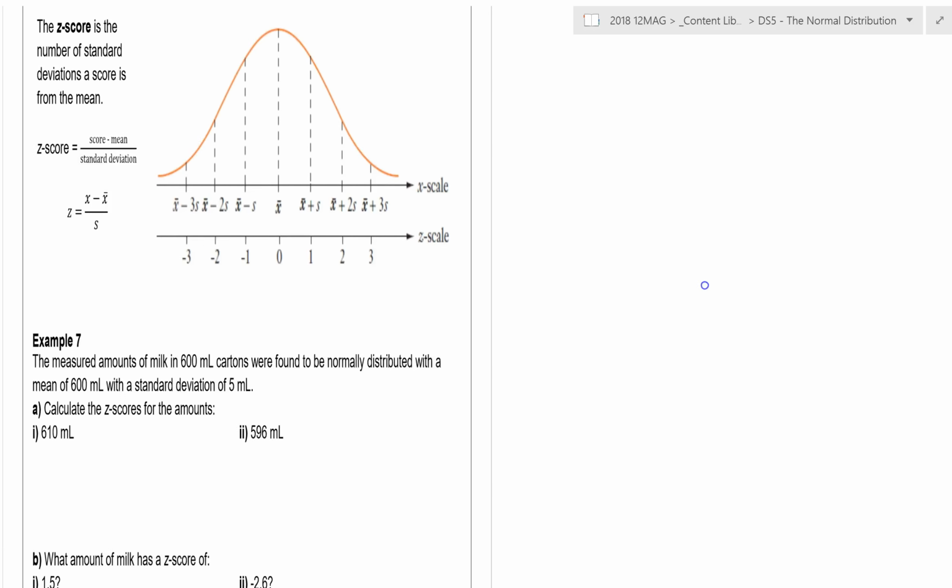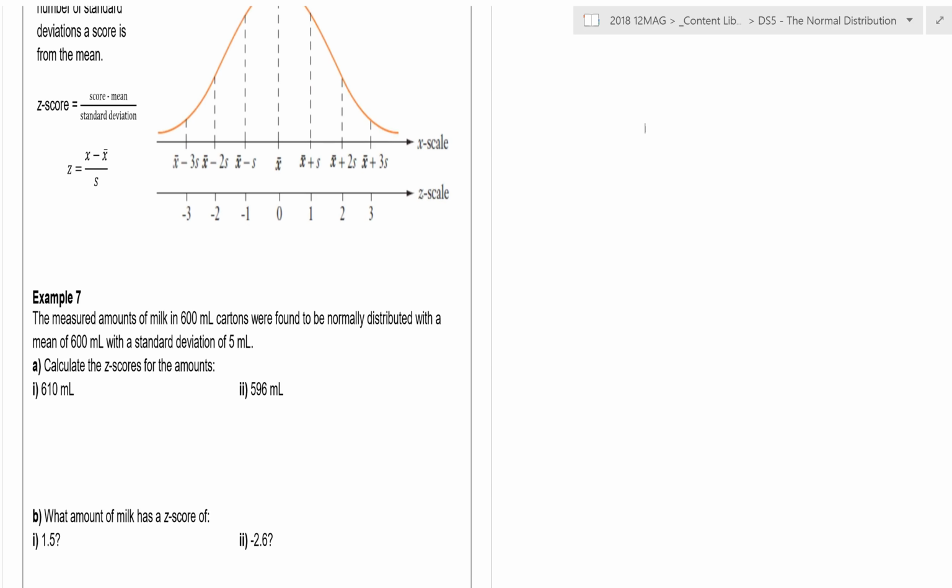So let's look at an example of how we work it out. I have a mean of 600 and a standard deviation of 5. For A, I want to calculate the Z-score for 610. So my Z-score equals the score, 610, minus the mean, 600, divided by 5, the standard deviation. That means this is 10 above the mean, which is 2 standard deviations. So my Z-score, unsurprisingly, is 2.